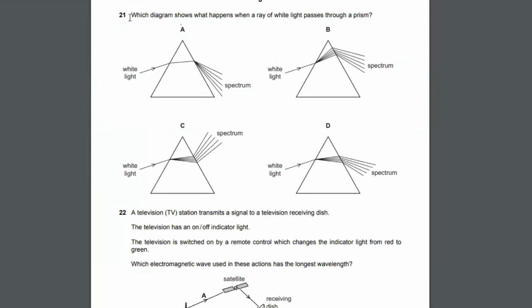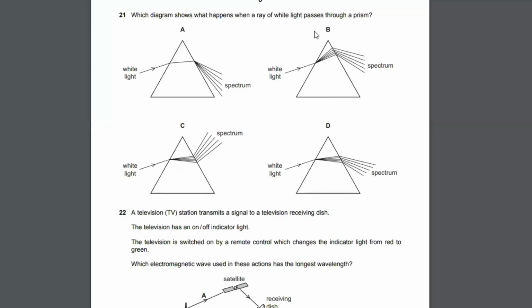Next is which diagram shows what happens when a ray of white light passes through a prism. Now, a prism splits the light into its constituent bands of light. So white light, when it enters, starts to spread apart. So it can't be A, because in this one it is saying that when the white light enters the prism, it is still white light, and when it exits, that's when the spectrum is seen. But it happens inside the prism.